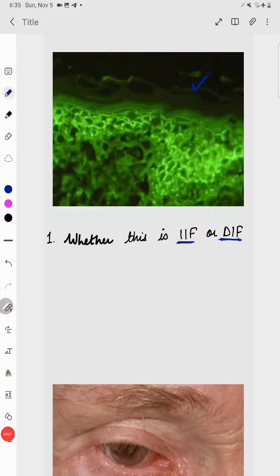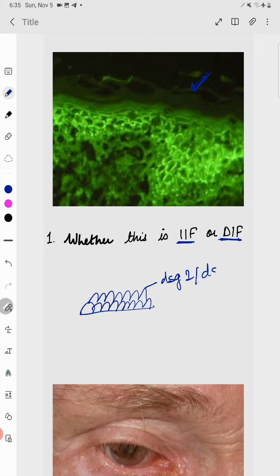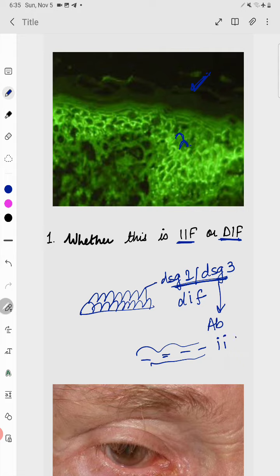Hello everyone, so let's discuss the questions from today's INI-CET exam. The first question is an indirect immunofluorescence image. Let's see how to understand this. Suppose these are your epidermal cells. In the epidermal cells you have proteins called DSG1 and DSG3. If you try to visualize them directly by applying a stain and testing, but if you test the antibodies against these in the blood of the patient, that is called indirect immunofluorescence.